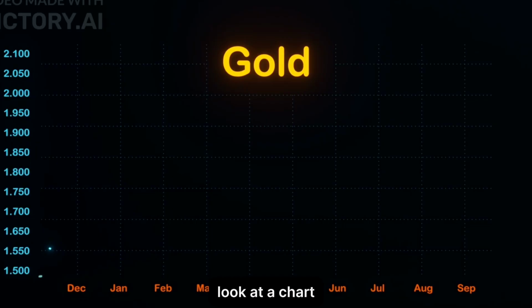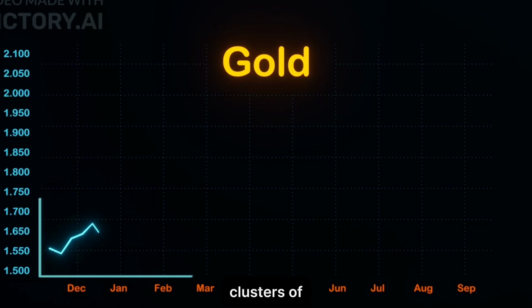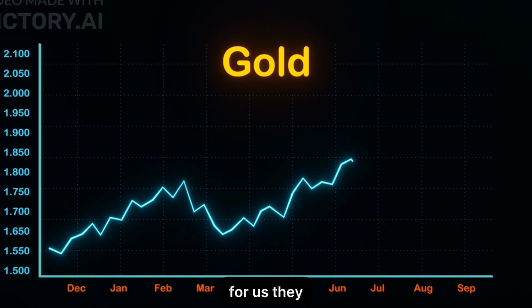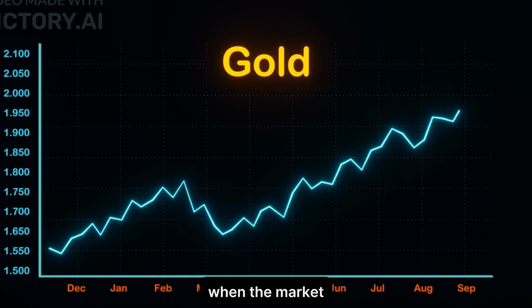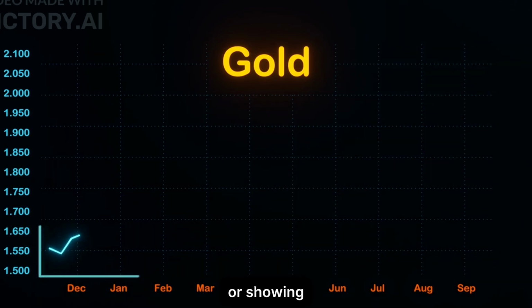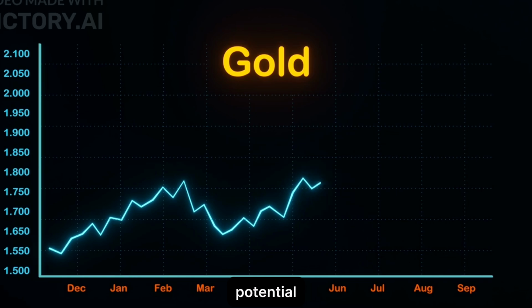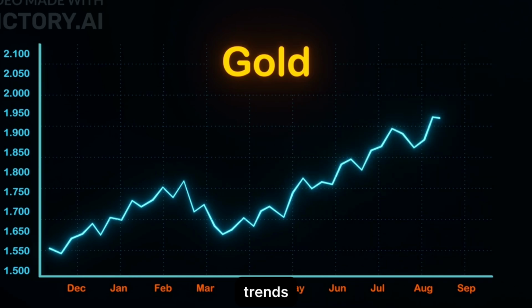Take a closer look at a chart, and you'll notice clusters of volume. These zones are magnets for price. For us, they act as anchors. When the market revisits these levels, it's either confirming strength or showing weakness. This insight is critical for identifying potential reversals or continuation trends.